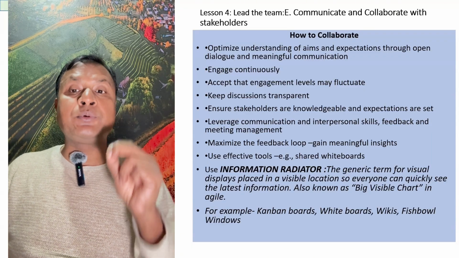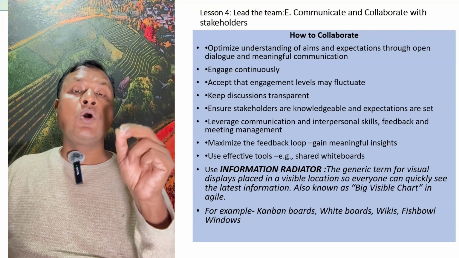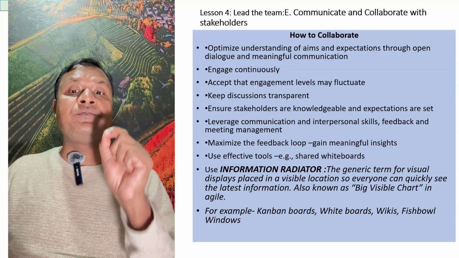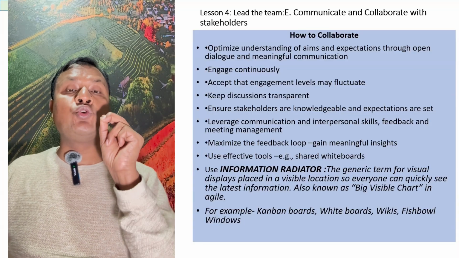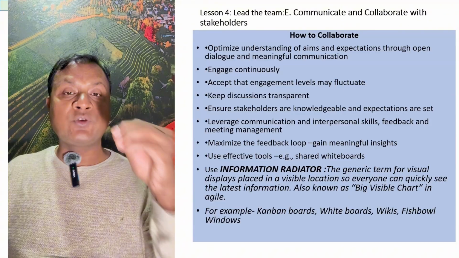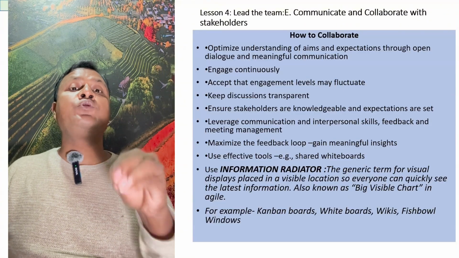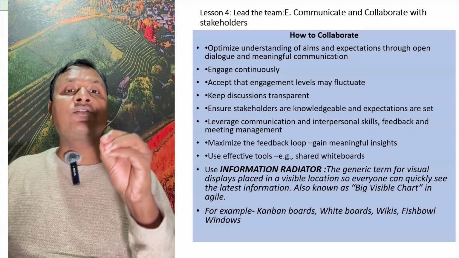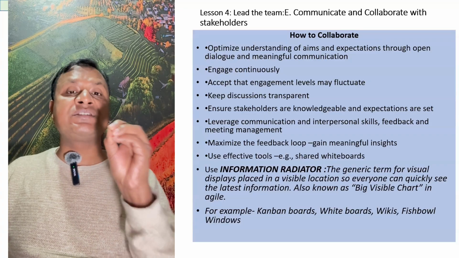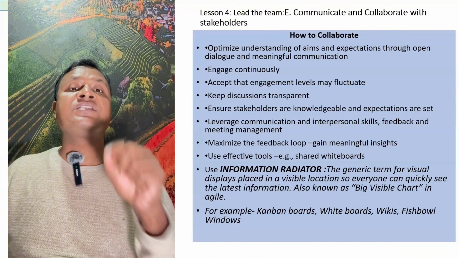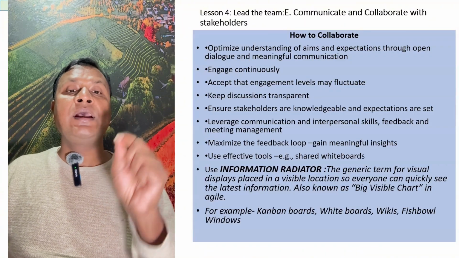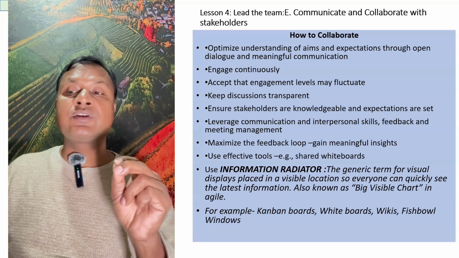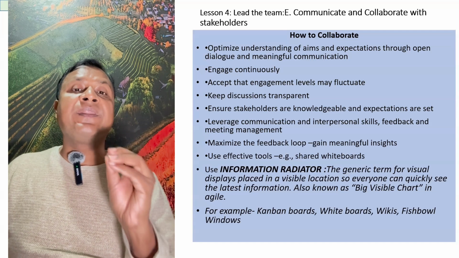We should use effective tools, and that is a shared whiteboard or Kanban board. We can use an information radiator, the generic term for visual displays placed in a visible location, in the office, in a common room or meeting room where everyone comes in. We can use this sort of whiteboard where everyone sees the update of the project, what is happening, what stories are coming, and so on. So for example, Kanban board, whiteboard, wikis, fishbowl windows, that helps actually.